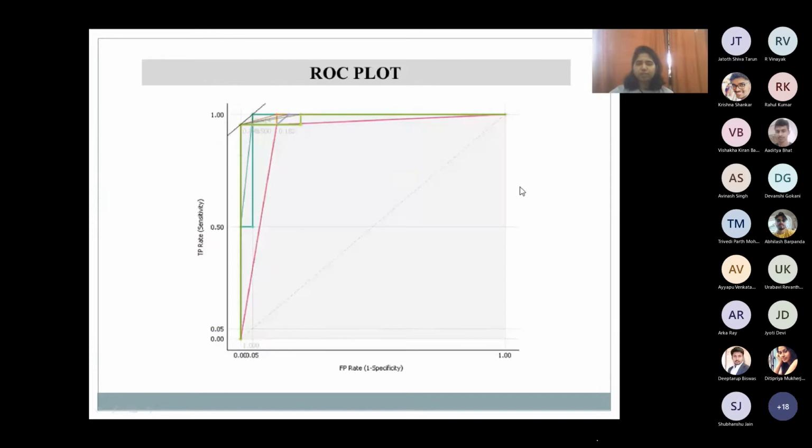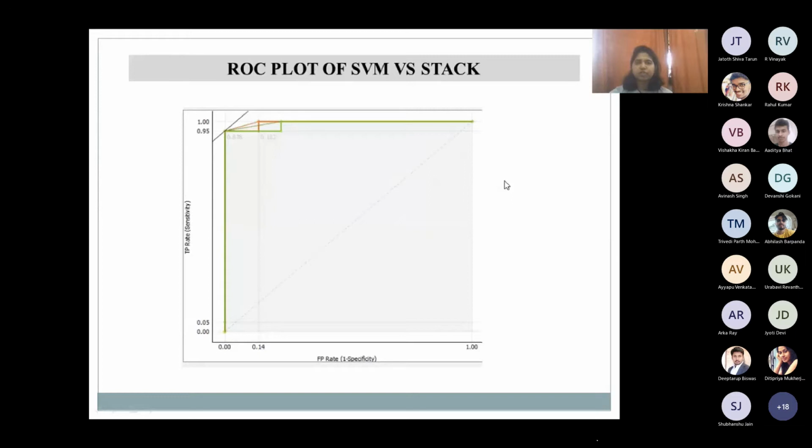Next, we check the ROC plot, and we can see the area under different curves. We specifically check the ROC plot for SVM versus stack, and we see that the brown identifies the area under SVM, whereas green signifies the area under stack. We see that more area is covered under SVM, and as we know, the greater the area covered under the curve, the better the classifier. So we deem SVM as the better classifier.